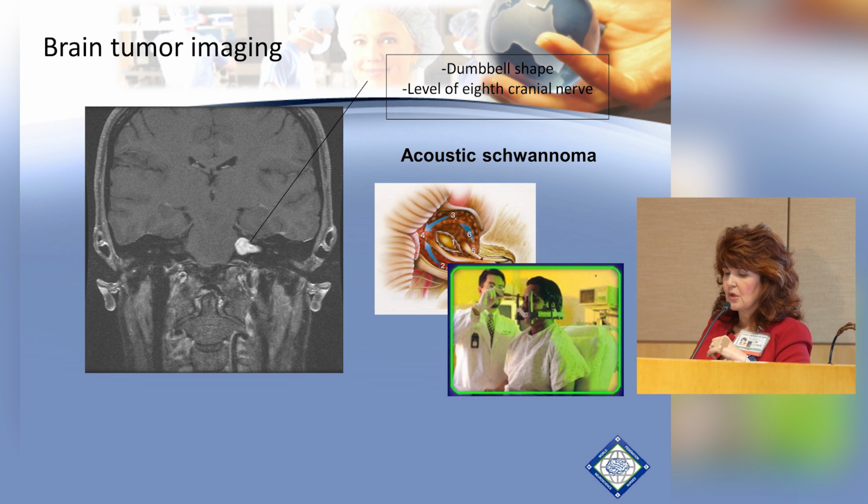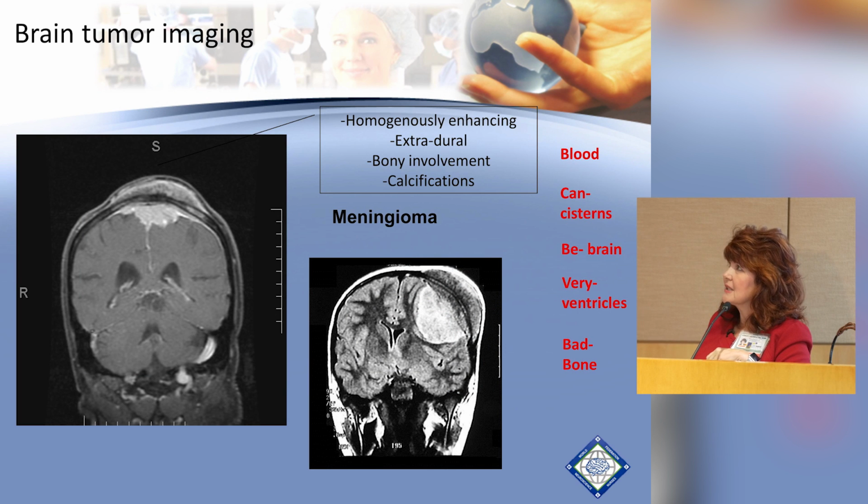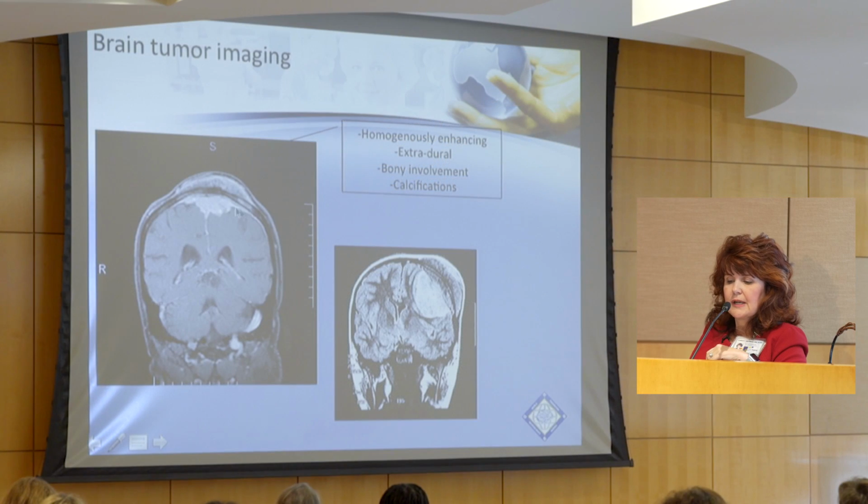So that's important to know. And that's an acoustic schwannoma is what that is. So the next one I want to show you is actually a tumor that looks like it goes along the top of the brain, right? So this goes along the top because it's hugging the meninges. And then here, again, this actually is right up against the meninges. It's a big tumor, but it's up against the meninges.